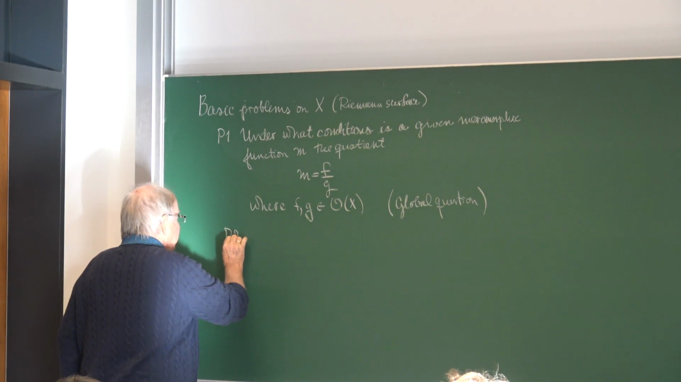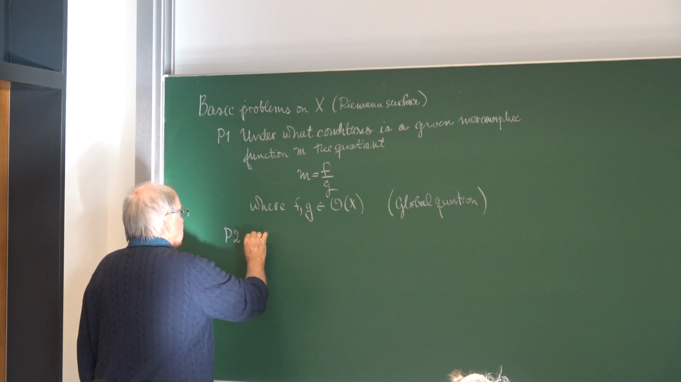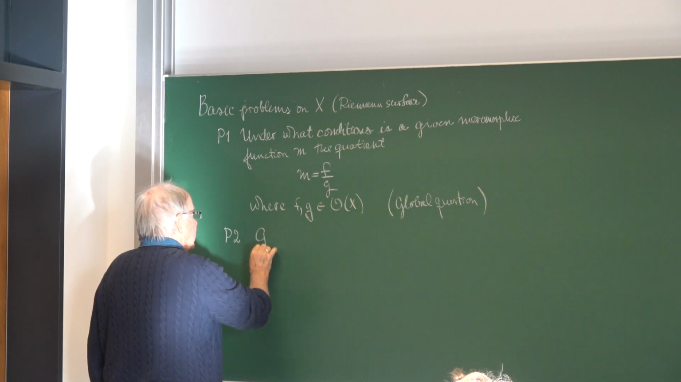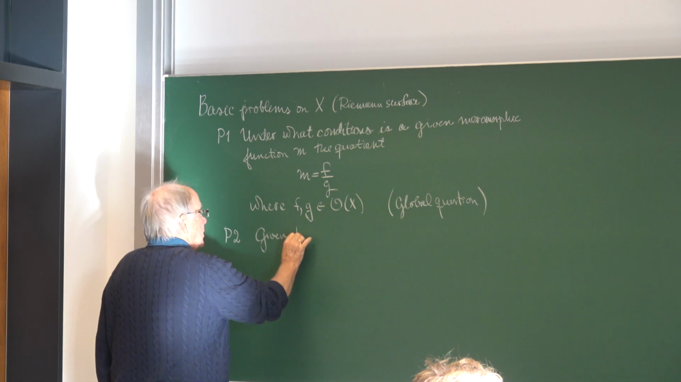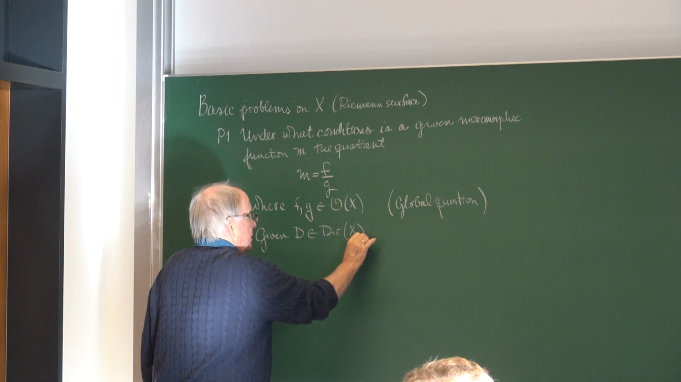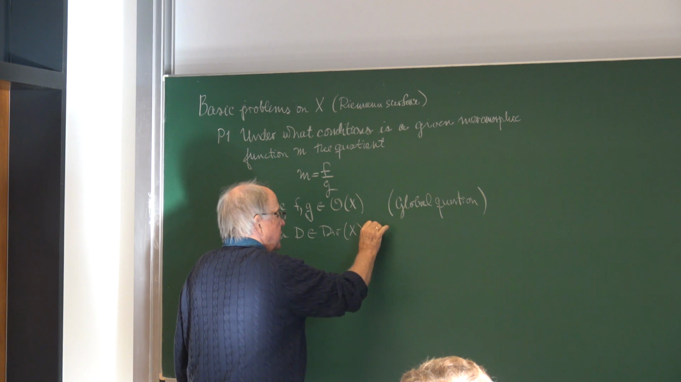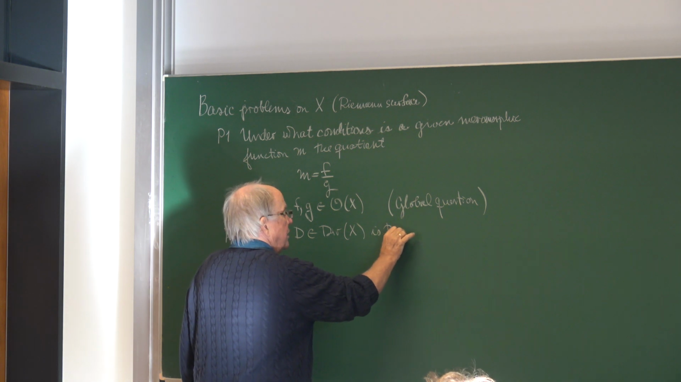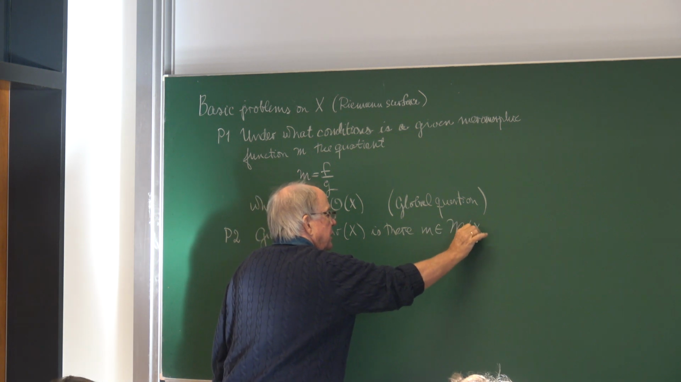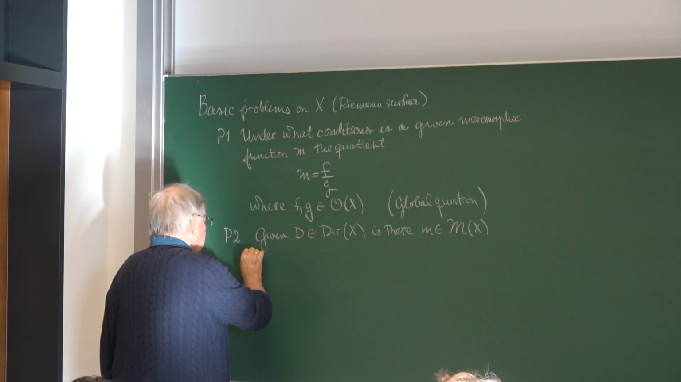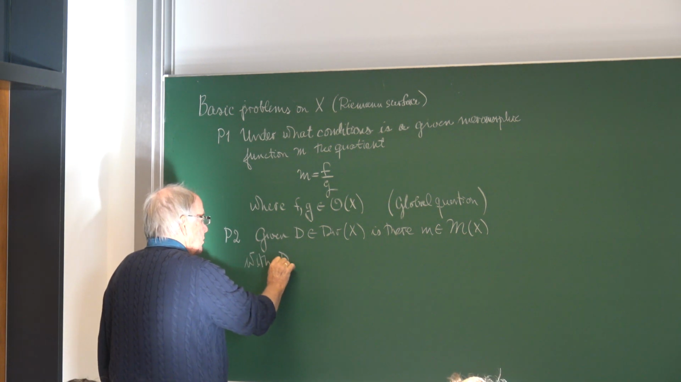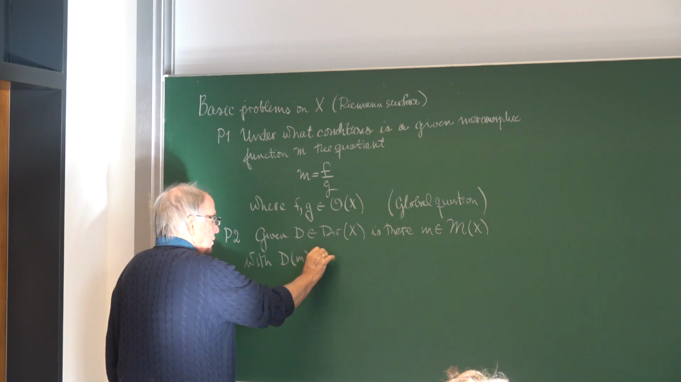Similar question, but for divisors. I'll formulate it in a shorter way. Given B a divisor on X, is there a meromorphic function on X with the divisor of the meromorphic function being the given divisor?